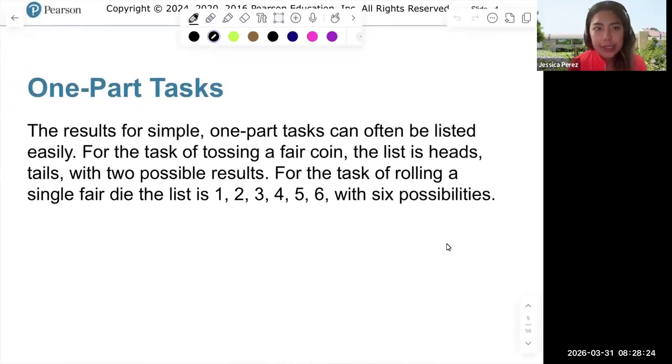One-part task. The result for a simple one-part task can often be listed easily. For the task of tossing a fair coin, for example, listing the heads and tails gives two possibilities, right? We only have two chances, heads or tails. And the task of rolling a single fair die, listing with 1, 2, 3, 4, 5, and 6, gives six possibilities. So there are six options: you can land a one, a two, a three, a four, a five, or a six.